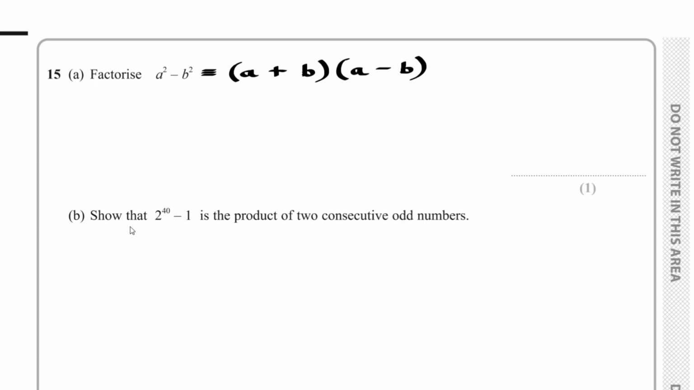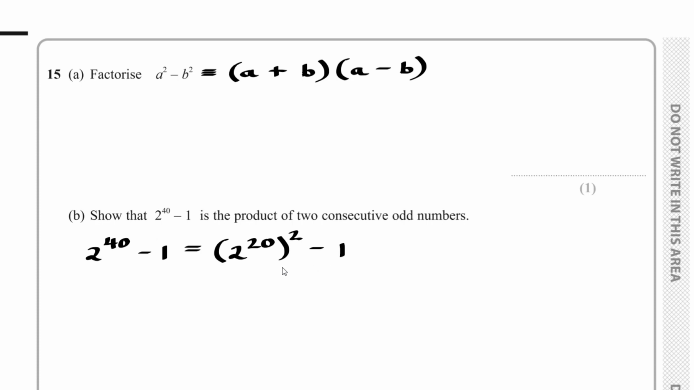Part B, we have to show that 2 to the 40 subtract 1 is the product of two consecutive odd numbers. Now here, we would have to use a difference of two squares. Somehow I need to write the 2 to the 40 in the form a squared, and the b squared is 1, which means b is 1. So the 2 to the 40 subtract 1, I'm going to write this as following. Well, the 2 to the 40 I can write as 2 to the 20 squared, because when I multiply the powers, 20 times 2 is 40, and then I subtract the 1.